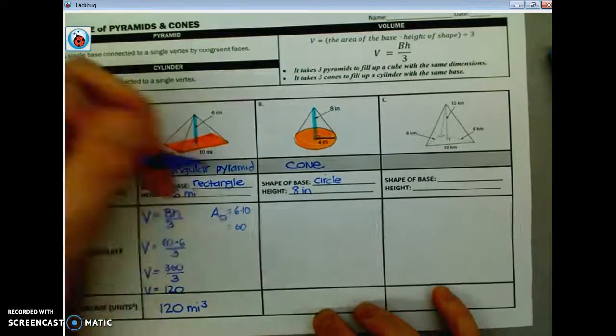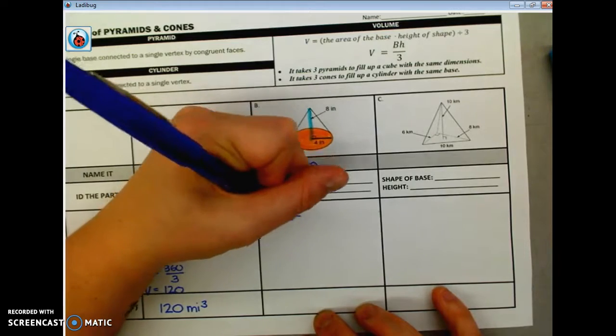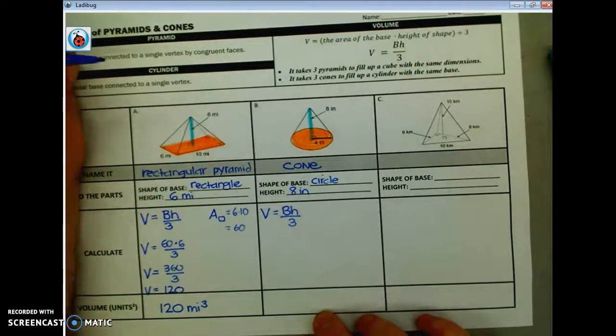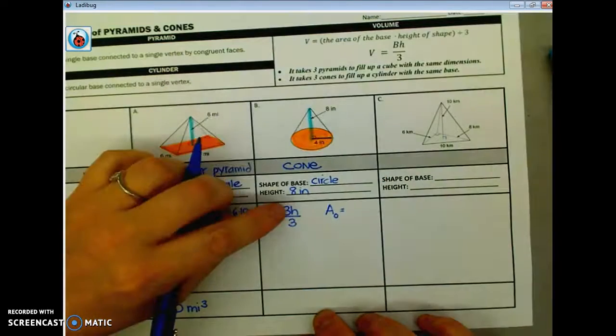So start off with our formula. Volume equals the area of the base times height divided by 3. Okay, well again, I'm going to do the area of a circle because that's what this big B stands for.